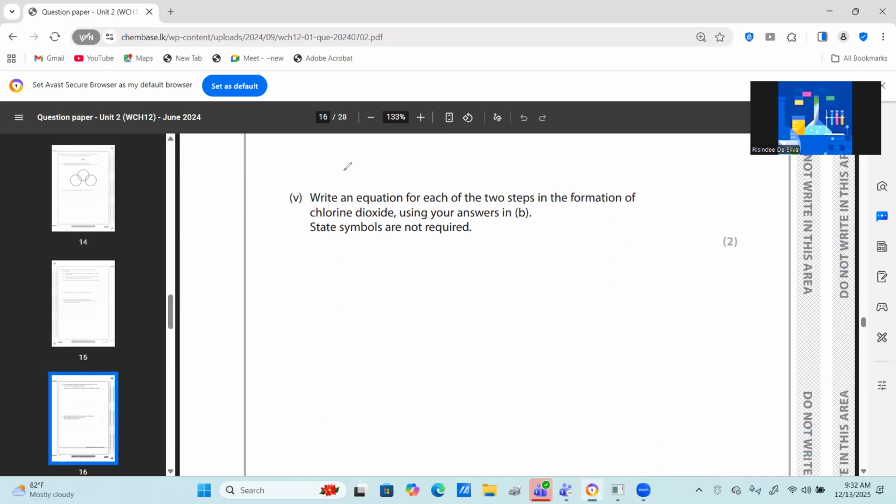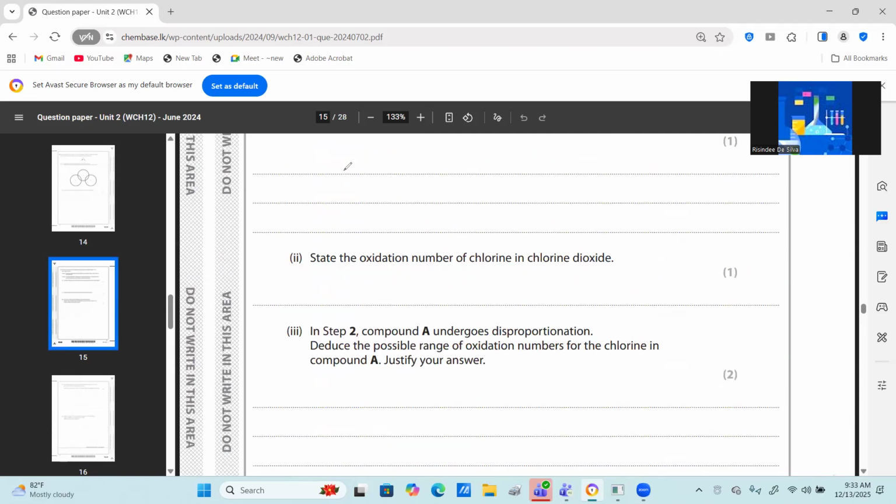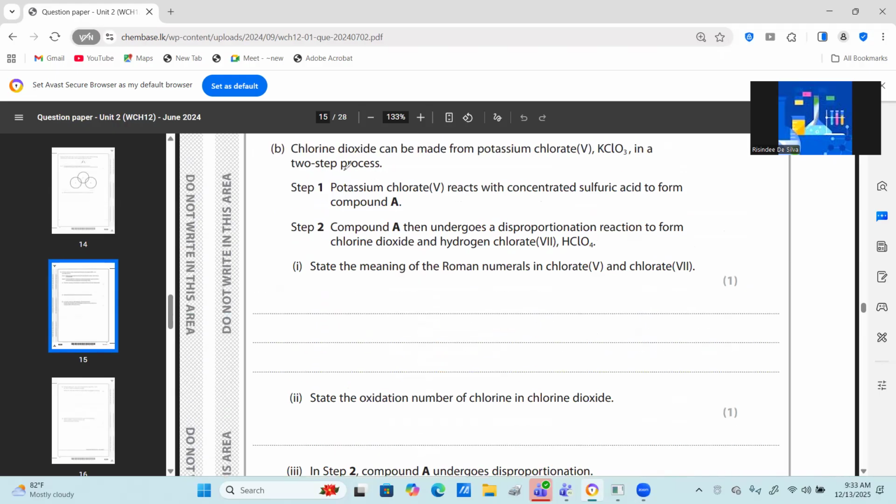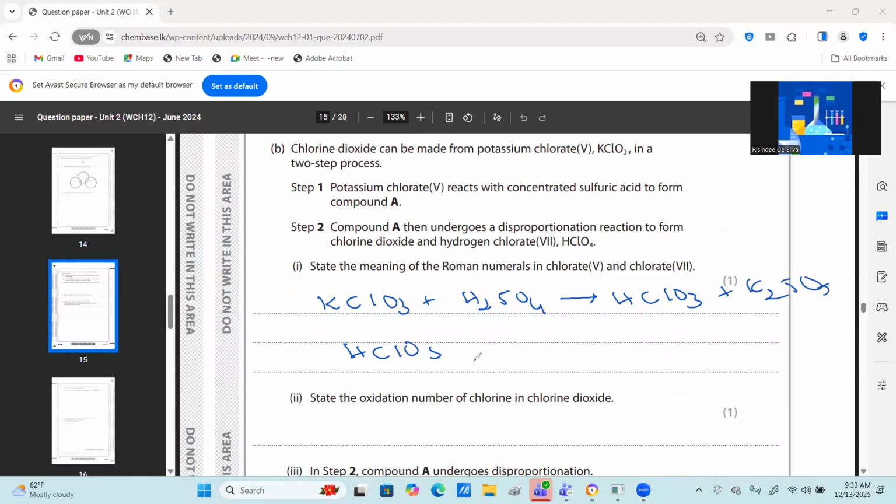Write an equation for each of the 2 steps in the formation of chlorine dioxide using your answer in B. So if you didn't get it correctly, both will be wrong. So we know potassium chlorate is KClO3, with H2SO4 will give HClO3. Then HClO3 and K2SO4 will react, that will undergo disproportionation to give HClO4 and ClO2. To balance it, you have to put 2 here and 2 there.